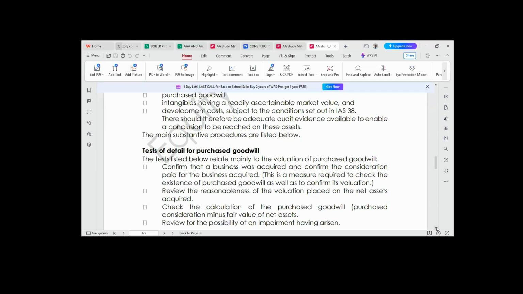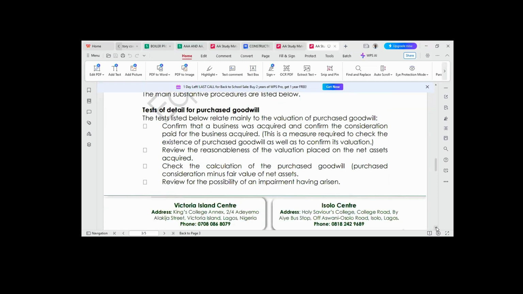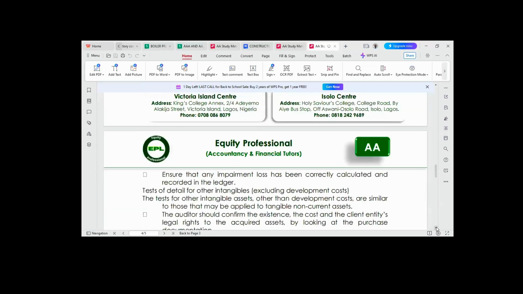Then you also review the possibility of an impairment arising, that is, the goodwill has suffered what? Impairment. Okay? And the auditor will also ensure that the adjustment against the impairment has been properly carried out or properly posted.